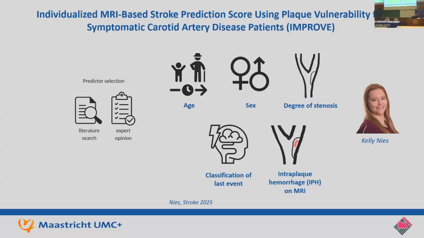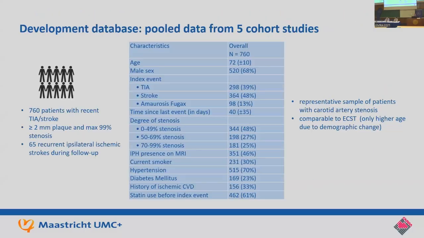This is the IMPROVE model, which we published this year in Stroke. And the IMPROVE model predicts the individual stroke risk based on the most important clinical risk factors and the presence or absence of intraplaque hemorrhage on carotid MRI. The score was developed using a large data set of 760 patients with recent TIA or stroke with a plaque of at least 2 millimeters and maximal 99% stenosis from 5 large cohort studies. And in this database, we had 65 recurrent ipsilateral ischemic strokes during follow-up.